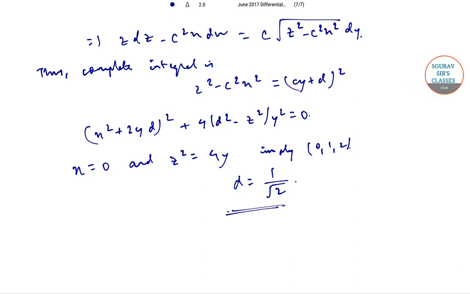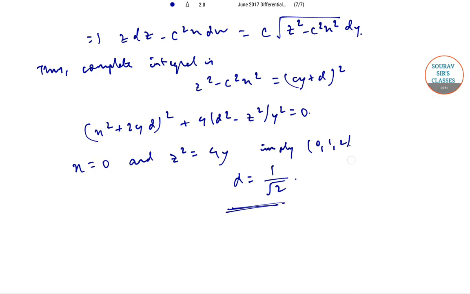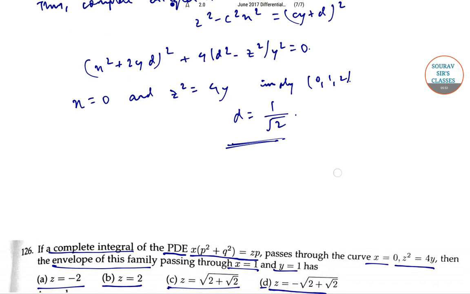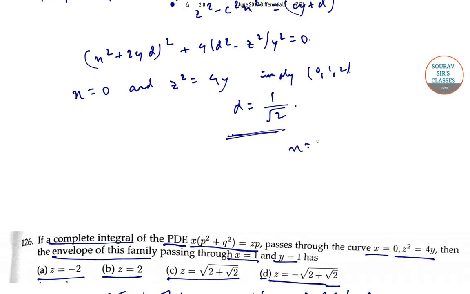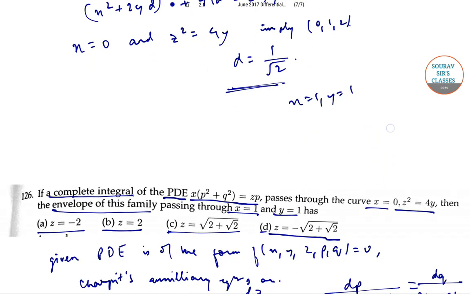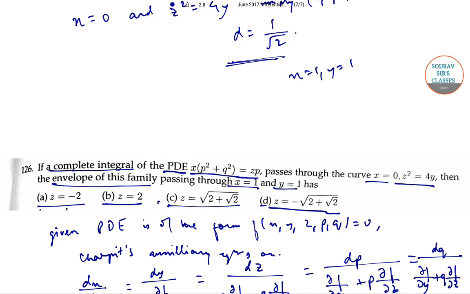Now substituting this d in the equation to get the required values of z after putting x = 1 and y = 1, we get option C and option D to be the correct options. Therefore, C and D give us the correct option.